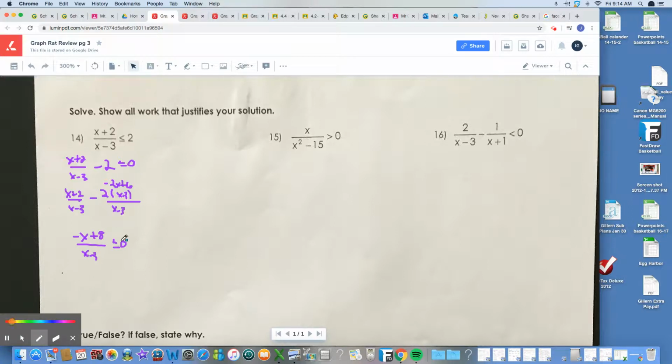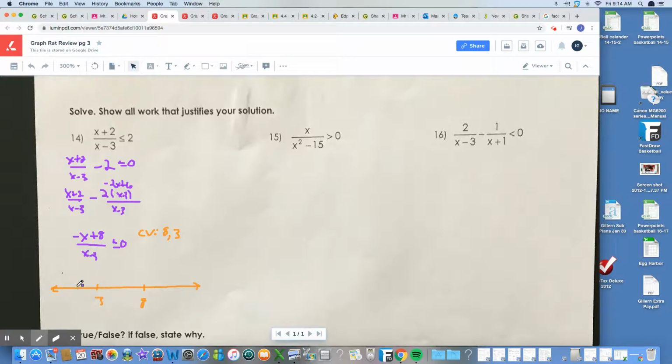Now you find your critical values. So wherever the top is equal to 0, in this case, it's going to be 8. And whatever the bottom is equal to 0, which is 3. So we are going to make a number line, and we're going to put those numbers on it. 3 and 8. Now we are going to plug in numbers that are less than 3, between 3 and 8, and greater than 8. And we're going to put them right here, and we're going to see whether they're positive or negative.